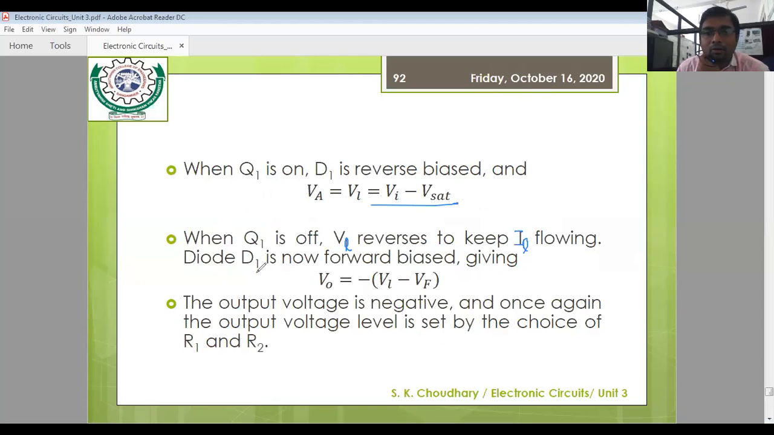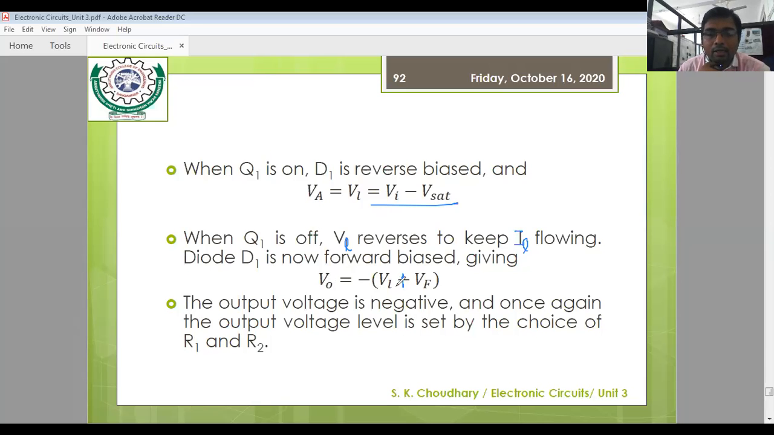Then your diode D1 is now forward biased. When it is forward biased, it produces a voltage that is V0 is equal to, here it is a positive sign. Remember, I have just forgotten here. V0 is equal to minus VL plus VF.